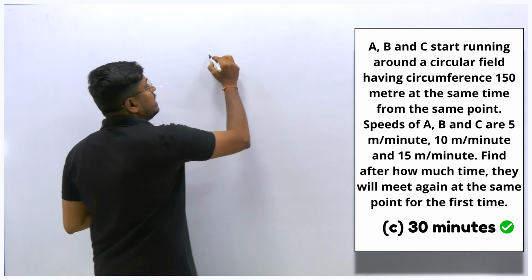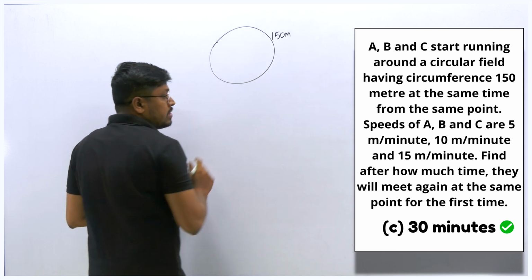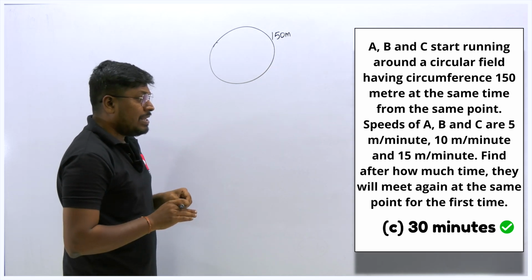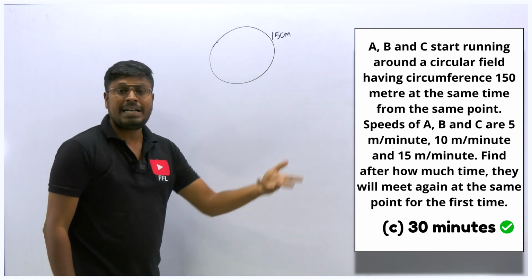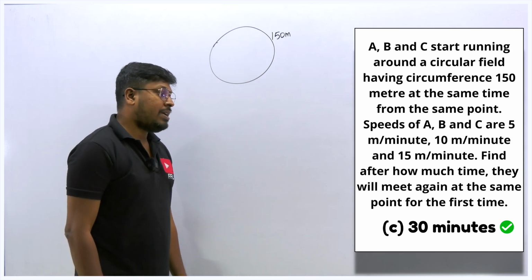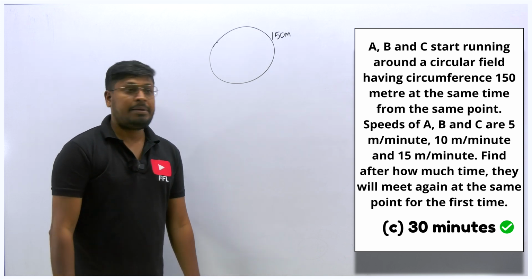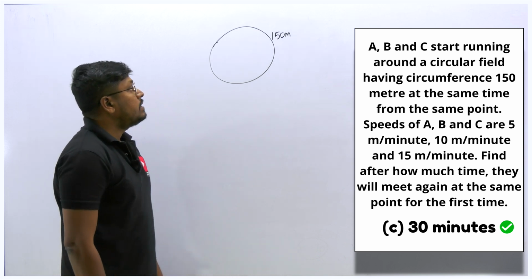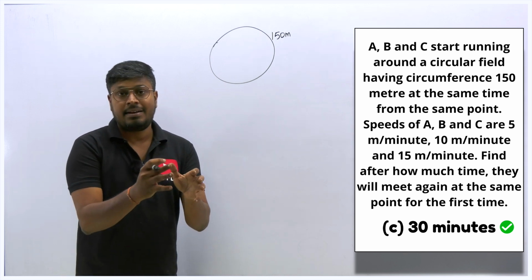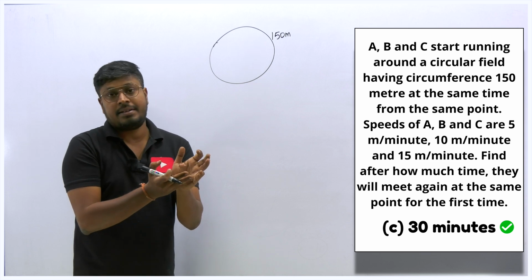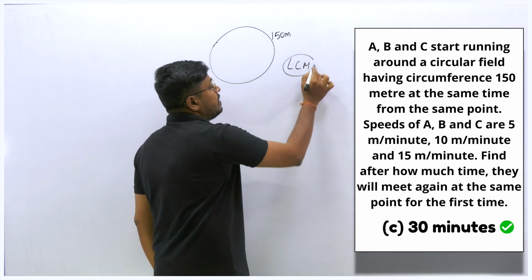So what they are saying is there is a circular track and the track length is 150 meters. And the speeds of A, B and C are 5 meters, 10 meters and 15 meters per minute. Their speeds have been given. And our target is to find after how much time they will meet each other at the same point for the first time. Always, if the question is based on a circular track and asks when all the persons will meet each other, LCM is the easiest way to solve the question.